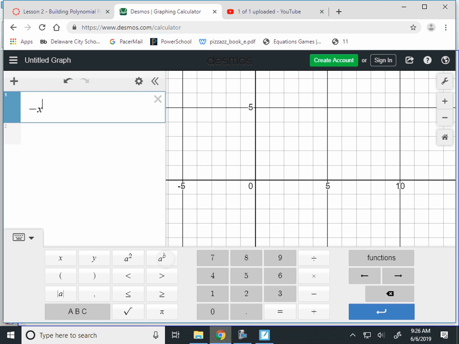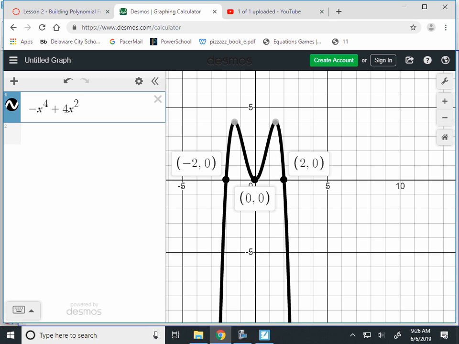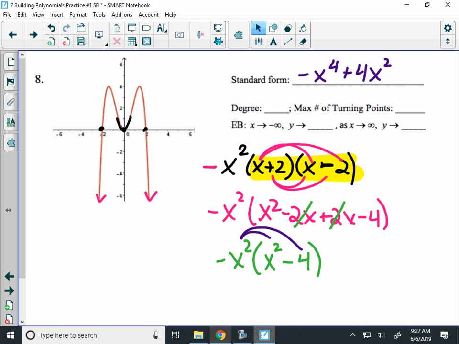Negative x to the 4th plus 4x squared. And that is what your picture looks like. Same roots and everything. Degree is 4. Means it has 3 turning points. That's the max, and that's what the picture has. And the end behaviors are both going down towards negative infinity.